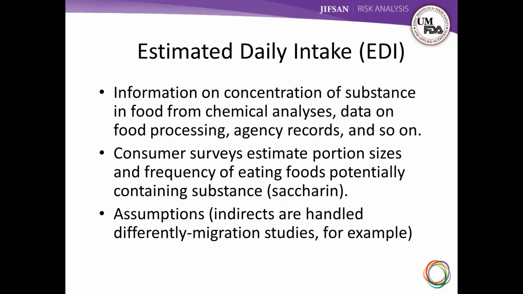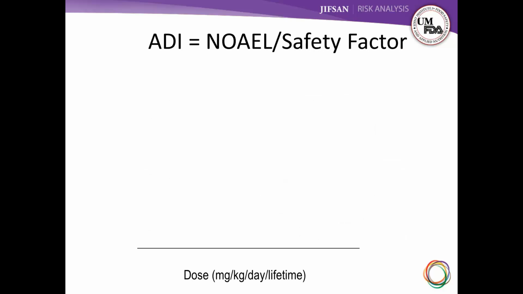After you figure out what's acceptable, you have to figure out what people are really doing, and that's estimating the daily intake, or the EDI. So you get information on the concentration of the chemicals of interest. You would use consumer surveys to estimate the portion sizes that they consume and how often they do that. You might have some assumptions that you would use, but all this stuff together would be used to calculate an EDI, and that can be cumulative.